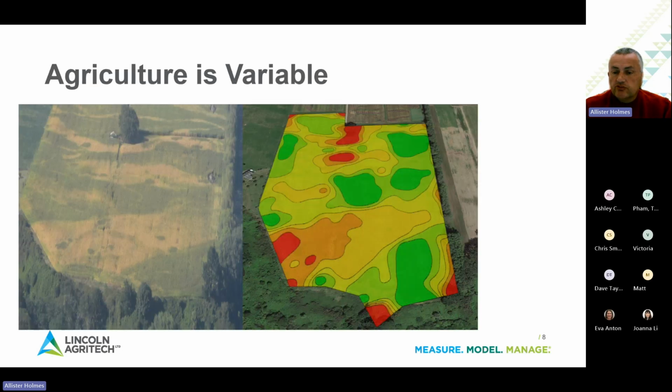Now, if we go back to that first slide I showed you, as I said, agriculture is variable. And we can actually map this variability. So there's an image that shows that original photo, and then on the right-hand side is a yield map from the grain crop that came off that paddock. And you can see, if you use your imagination a little bit, there's some alignment between the yield pattern that was recorded on the right and the image on the left. So it shows that we can record this data and we can measure this geospatial variation.